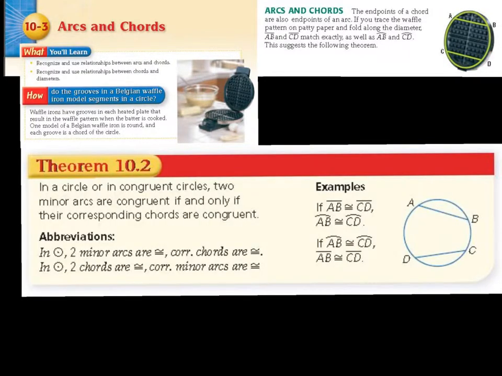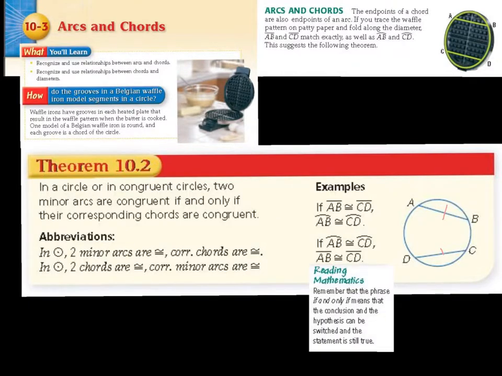In a circle or in congruent circles, two minor arcs are congruent if and only if their corresponding chords are congruent. So abbreviations would be read the same way. For example, if chord AB is congruent to chord CD, which we could mark with tick marks, then arc AB is congruent to arc CD. And since it's an if and only if, we remember that the reverse is also true. So if the chords are congruent, then the arcs have to be congruent as well.